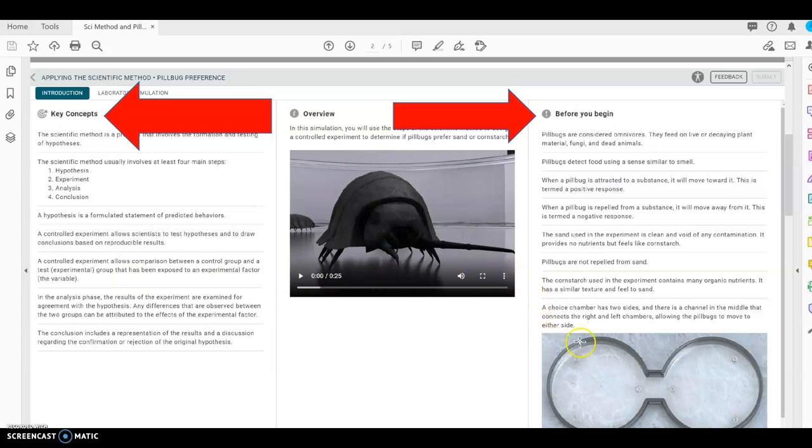The other part that is important to pay attention to is the before you begin area. They are describing for you some general things to know about pill bugs and their behavior. They also kind of give you an idea of what the area or the chamber where you're going to keep your bugs for the experiment is. So you have an area that's basically like two circles with a little area here that's connected in between. So the bugs can stay over here or they can cross through this little bridge, this connecting tunnel, and enter on the other side.